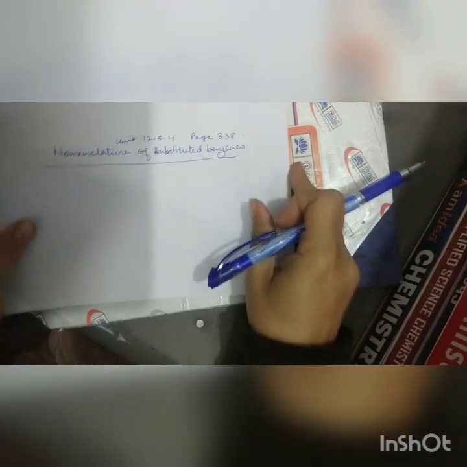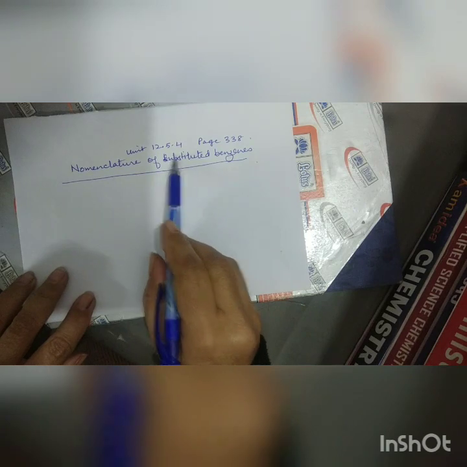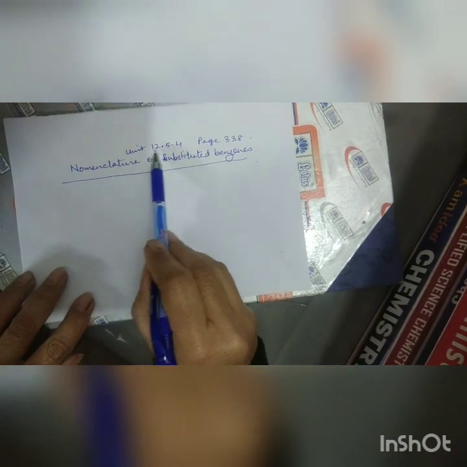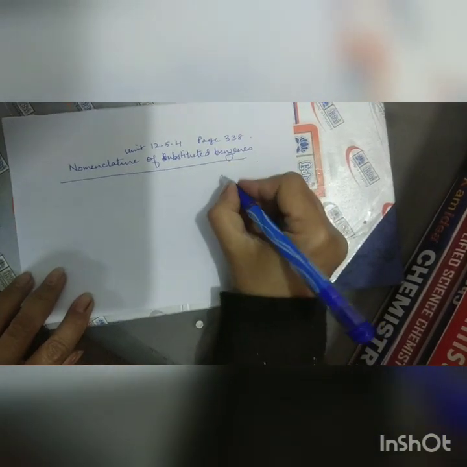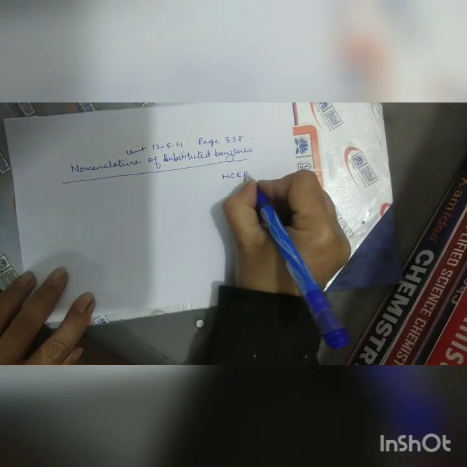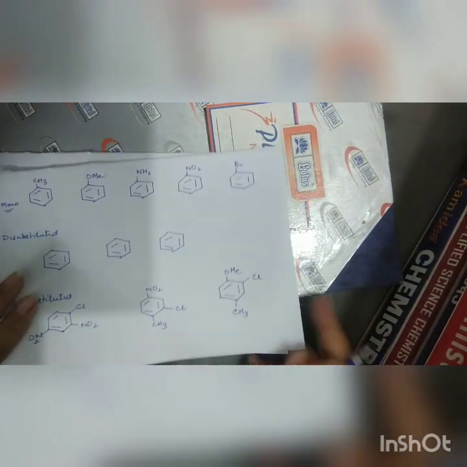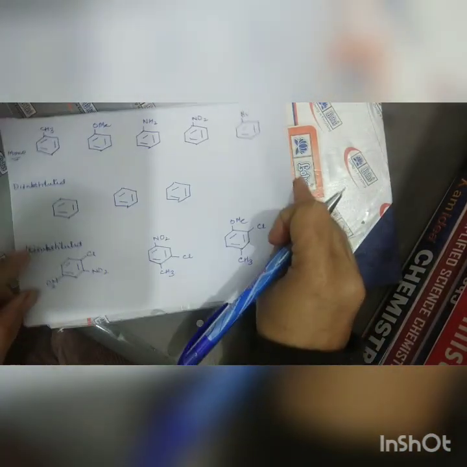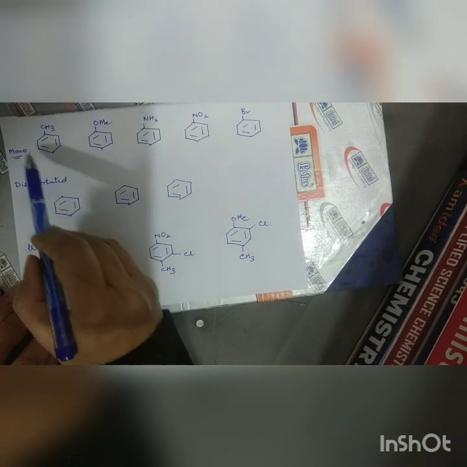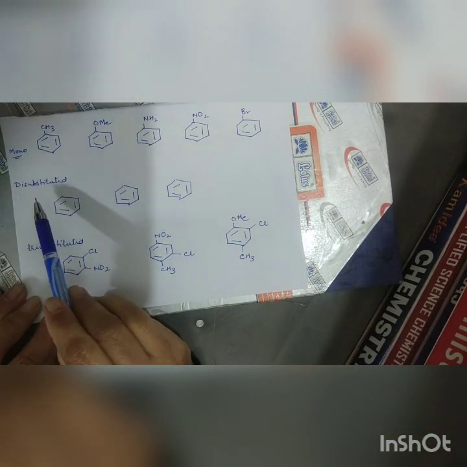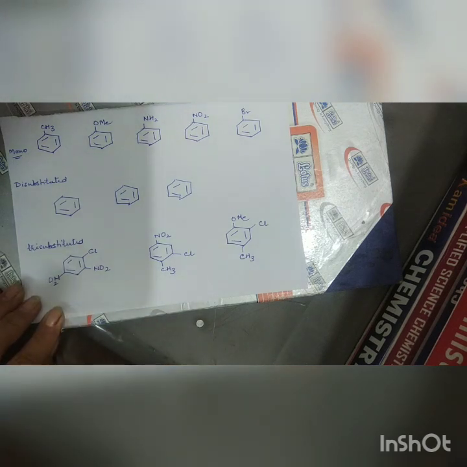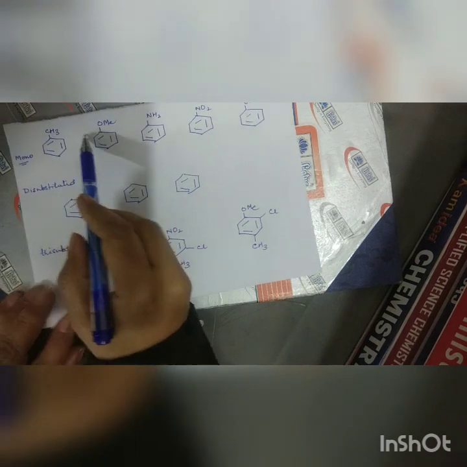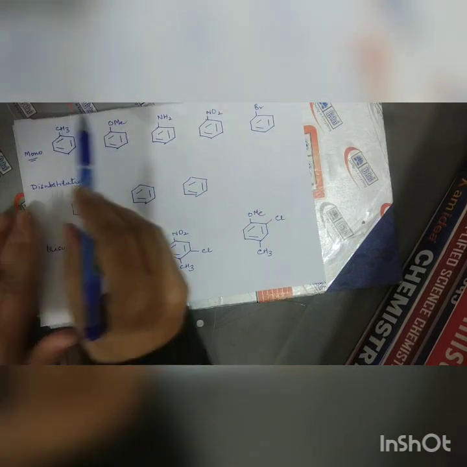We are going to start with nomenclature of substituted benzene, unit 12.5.4, page 338 of NCERT. We are starting from here. Substituted benzenes can be of following types: monosubstituted, disubstituted, trisubstituted, or polysubstituted. Let us first deal with monosubstituted.